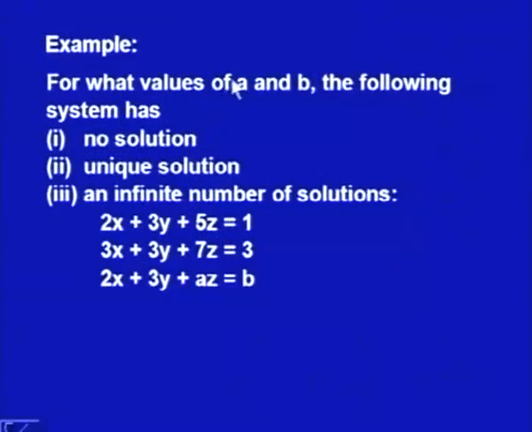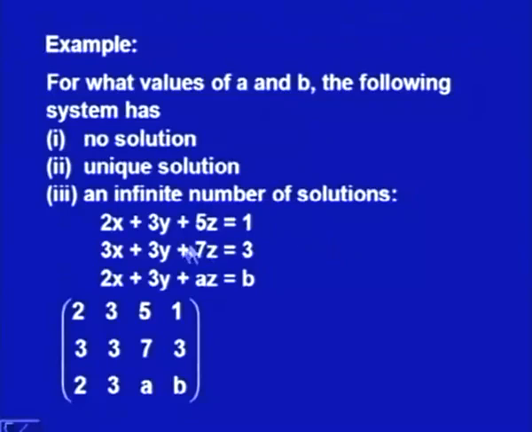I have been given a system of equations, 3 equations in 3 unknowns x, y and z. You have to find out the values of a and b for which this system has no solution, a unique solution, or infinitely many solutions. So, we will use the results which we have discussed just now one by one. To start with, I will consider the augmented matrix: 2 3 5, 3 3 7, 2 3 a, that is the coefficient matrix, and the matrix B is 1, 3, b.